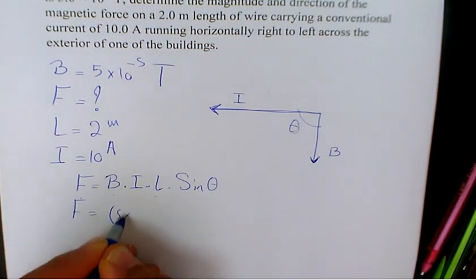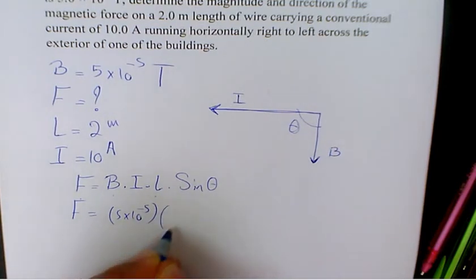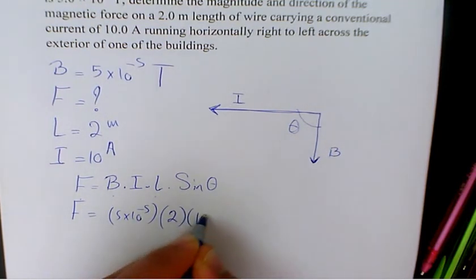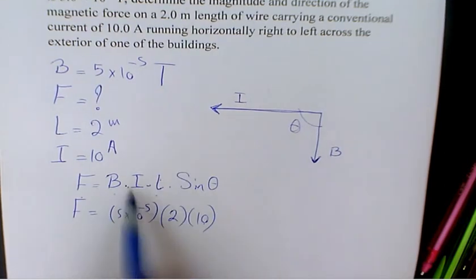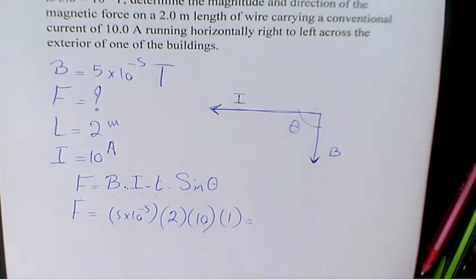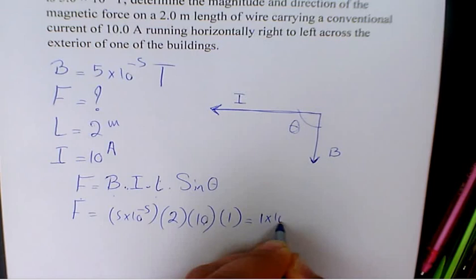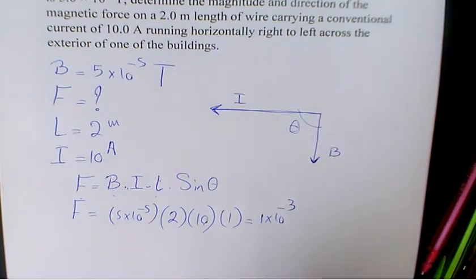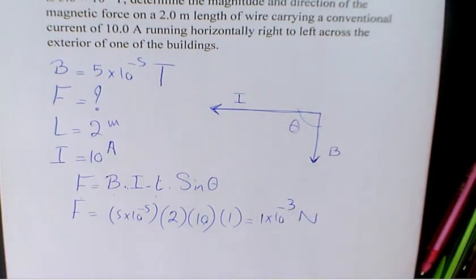It's going to be 5 times 10 to the power of negative 5 times 2 times 10. 2 is the length, 10 is the ampere, times 1 because it's sine 90 degrees. So 5 times 10 to the power of negative 5 times 20. That will be 1 times 10 to the power of negative 3 Newton. That's the force.